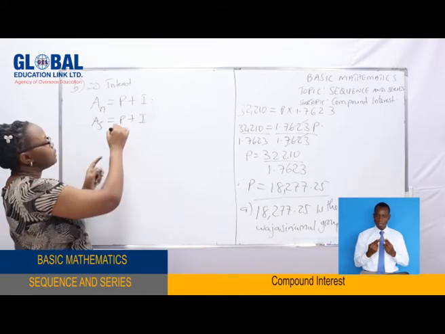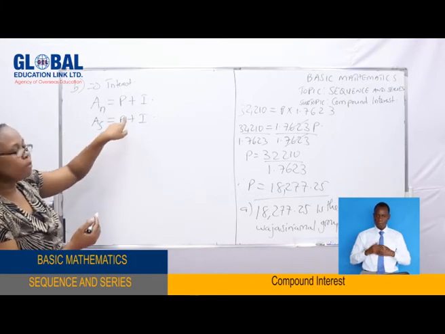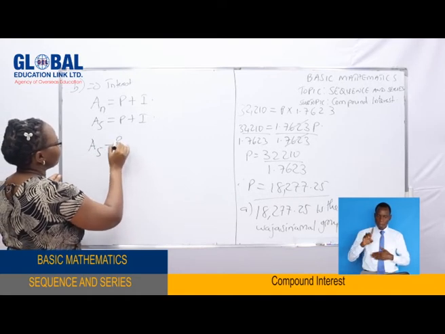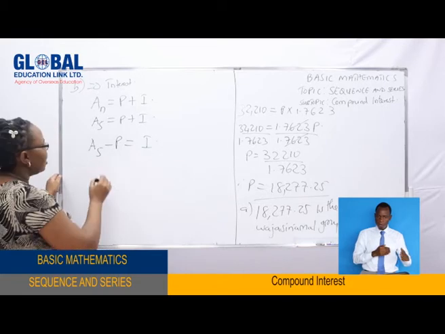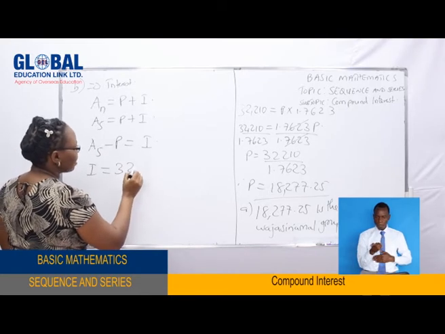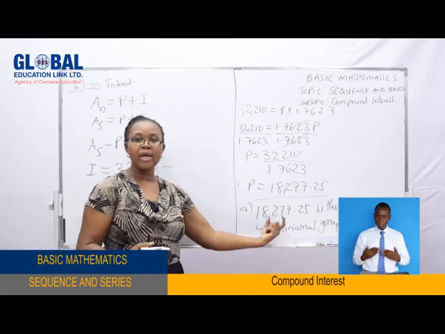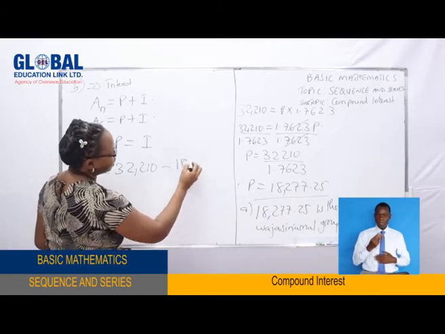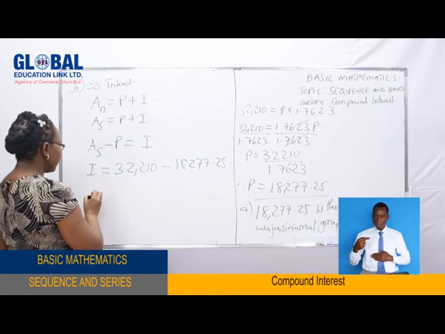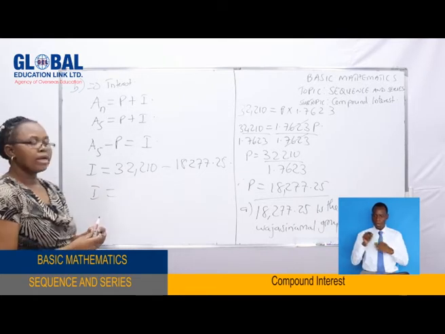It means the principal should move from the right hand side to the left hand side, so instead of being positive, it will be negative. Then the amount after 5 years minus principal is equal to interest. The amount after 5 years was 32,210 minus the principal, which we obtained from A above, 18,277 and 25 cents.